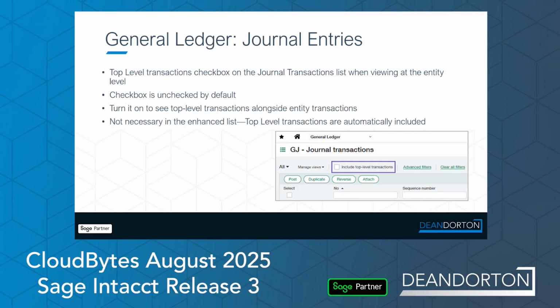General ledger journal entries. You've got a box here now to include top level transactions. It is unchecked by default, but you can turn it on to see top level alongside entity transactions. So this gives you the ability to be at an entity, click a specific entity, be on the tab for that entity, and even then see those top level transactions.